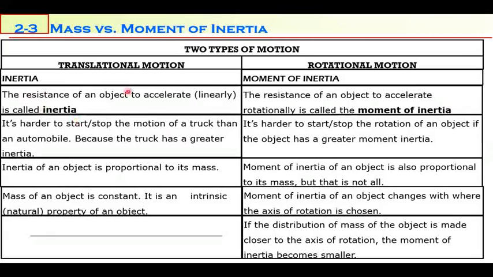So they are very similar. Of course, they are different quantities. As I said, it is harder to start or stop the motion of a truck than an automobile because the truck has a greater inertia. It is harder to start or stop the rotation of an object if the object has a greater moment of inertia. Inertia of an object is proportional to its mass, we say in translational motion, and the moment of inertia of an object is also proportional to mass, but it is not all. But this is clear: if you increase the mass of an object, its moment of inertia increases.